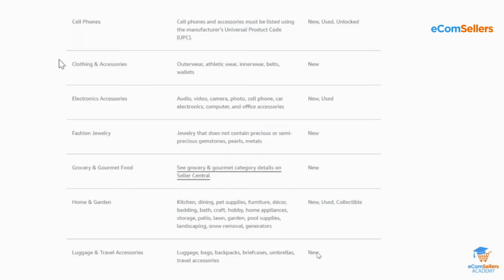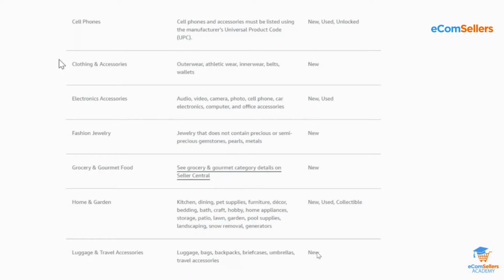Camera and photo, you can sell new or used. Cell phones, it says you can sell new, used, or unlocked. Again, there are going to be some additional steps you'll probably have to follow, and we'll get into some of them, not all of them. Clothing and accessories, that says you can sell them as new on Amazon. And again, you have to be mindful of brands.